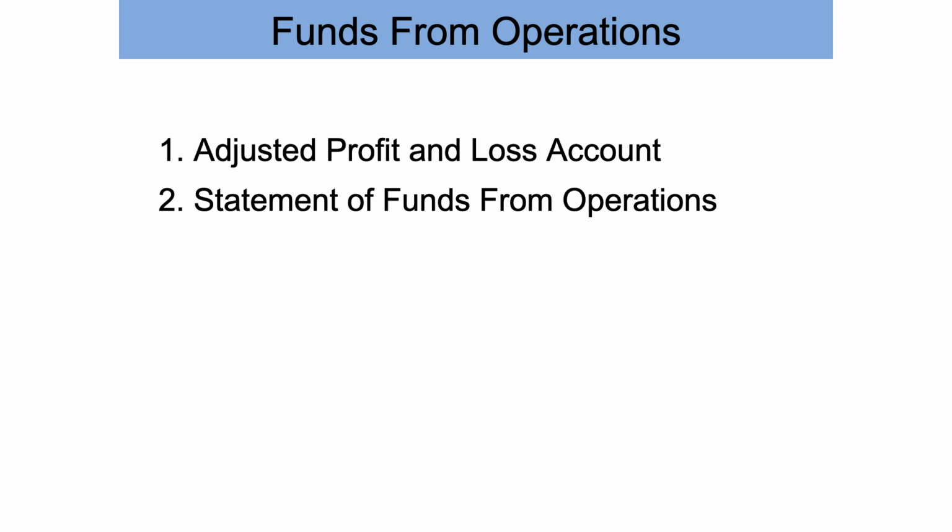Our normal profit and loss account does not reflect the actual funds from operations because it includes some of the non-operating items also. Non-operating items are those items which are not directly or indirectly involved in the operations of the business. So in this case, these non-operating items are to be adjusted with net profit. Then only we can find out funds from operations. It can be calculated by preparing adjusted profit and loss account or by preparing statement of funds from operations. Now I start with adjusted profit and loss account.